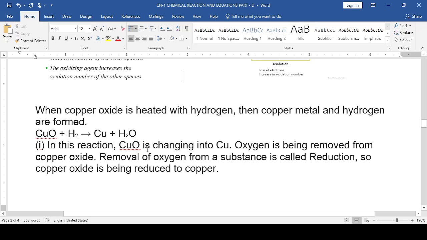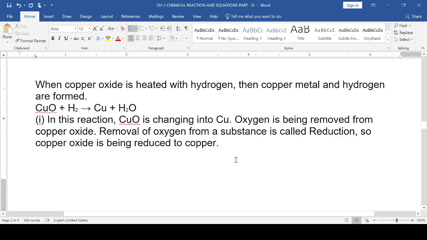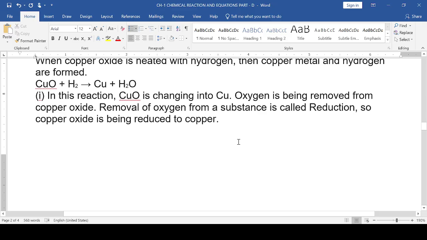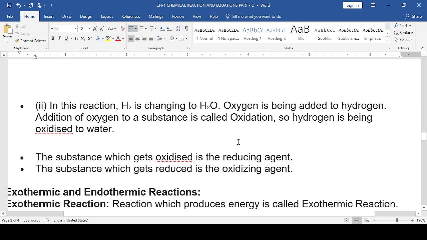So in this reaction, CuO is changing into Cu. Oxygen is being removed from copper oxide. Removal of oxygen from a substance is called reduction. So copper oxide is being reduced to copper. This is how we understand how oxidation and reduction take place. So oxygen is being removed from CuO, and removal of oxygen from a substance is called reduction. So copper oxide is undergoing a reduction reaction.